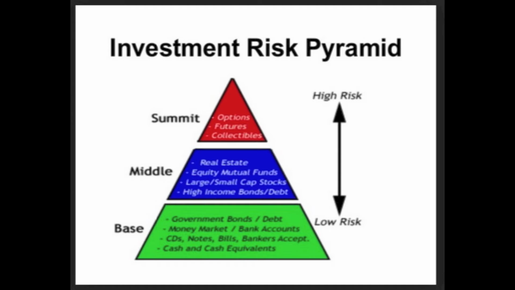As we move up in the lower portion of the base, we can see CDs, notes, bills, money market, bank accounts, government bonds. These are all going to be relatively low in risk. As we move up to the middle, we can see real estate, equity mutual funds, large and small cap stocks, high income bonds, and other debt obligations. And as we move to the top, these investments are going to be the most risky, and this is listed here in the summit. We have options, futures, and collectibles.